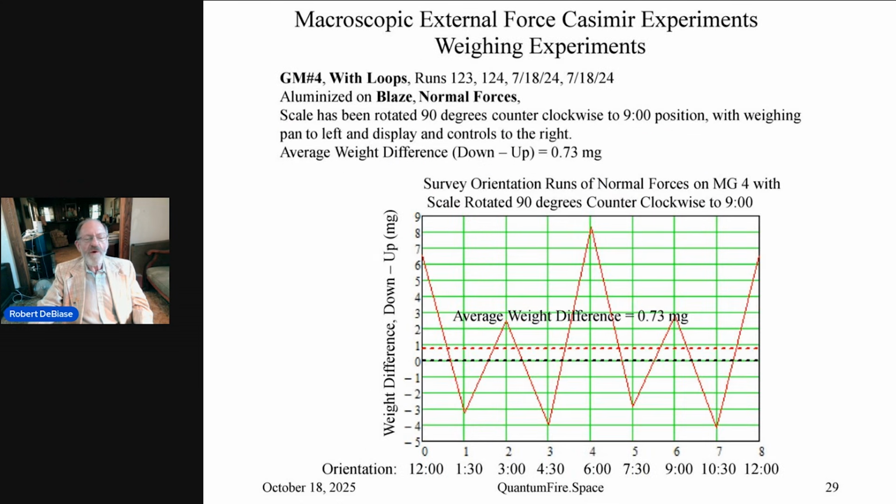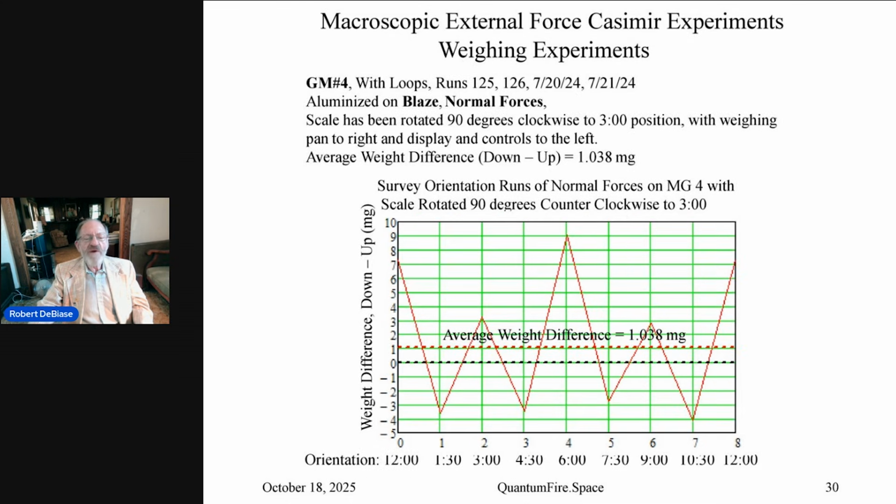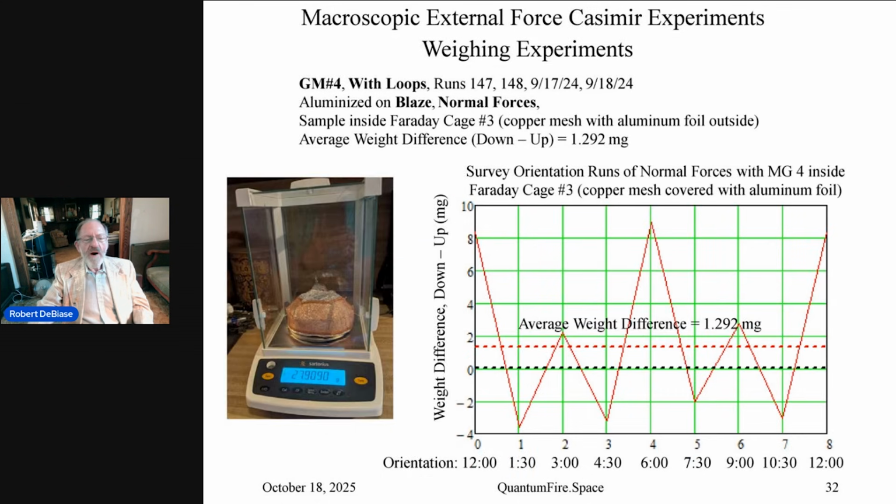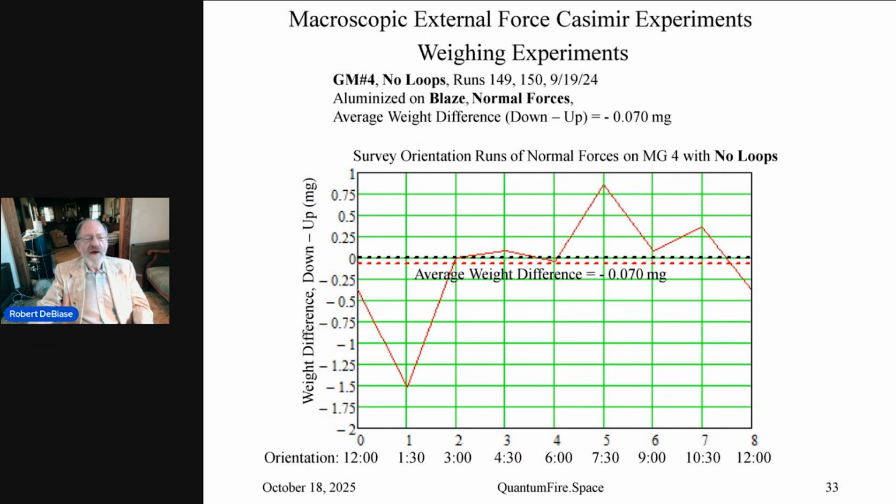This is lateral force. This here is, I oriented it 90 degrees counterclockwise. Let's see. This is with the doors open. This is in a Faraday cage. So I'm trying to get a handle on what's going on with the orientation. And this is number 4 again. I have to go back.